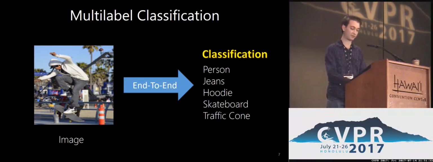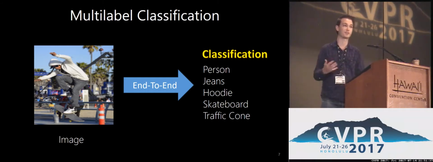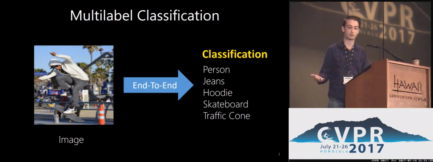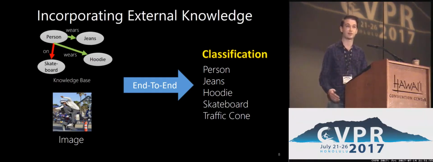Current state-of-the-art approaches to multi-label classification tend to be end-to-end systems. And while these have proven to be extremely powerful, it's more difficult to incorporate knowledge such as graphs into these systems. Previous work in incorporating knowledge has tended not to be trained end-to-end, which has possibly made it less effective.